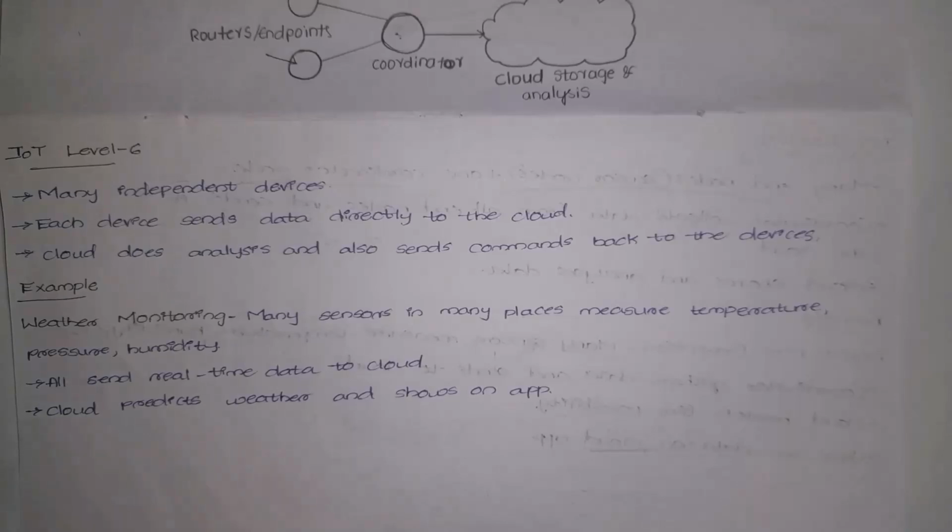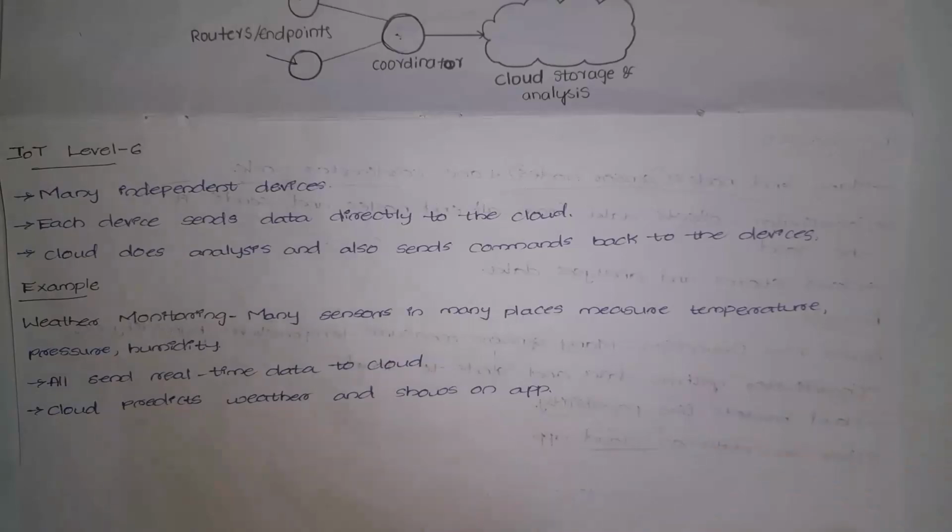Guys, in IoT level 6, each and every IoT device is independent. One device will not depend on another device. Each device will send data independently to cloud. So cloud will perform analysis, store the data, and give a reply to the devices by using commands. For example, if you consider a weather monitoring system, there are so many sensors in many locations. All will send data to cloud. Then cloud will predict the weather, perform analysis and send an alert message to all devices.